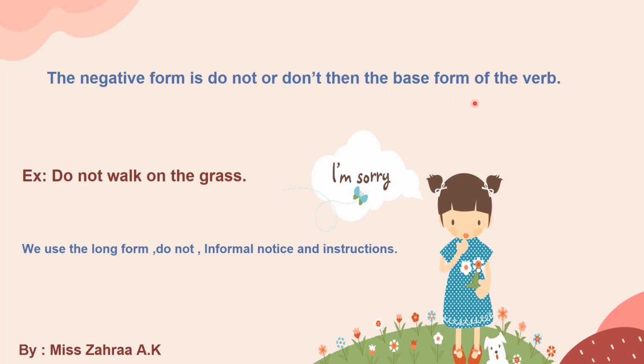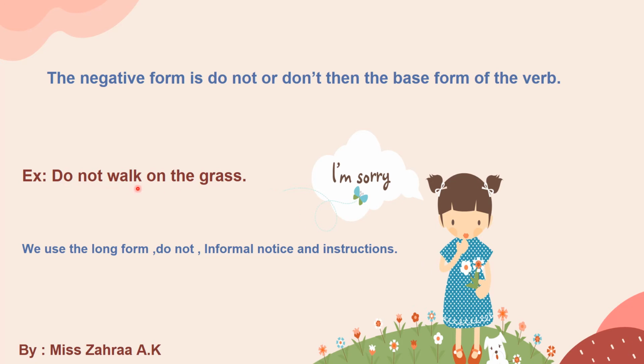Then the base form of the verb، بعدها راح ننزل مباشرة الفعل شكل الفعل كما هو, not in the past, not in the past participle and any addition. We don't do any addition or add any addition ولا راح نضيف له أي شيء. Such as do not walk on the grass. Do not walk on the grass، لا تسير على العشب.